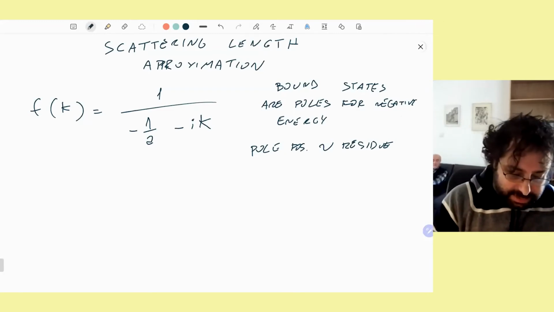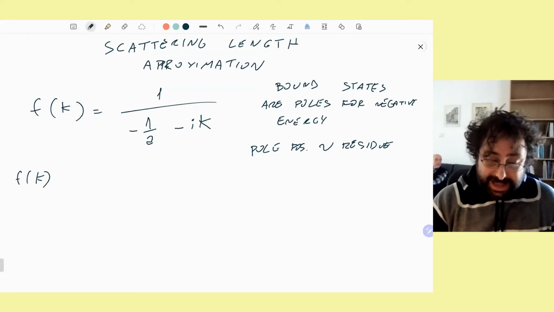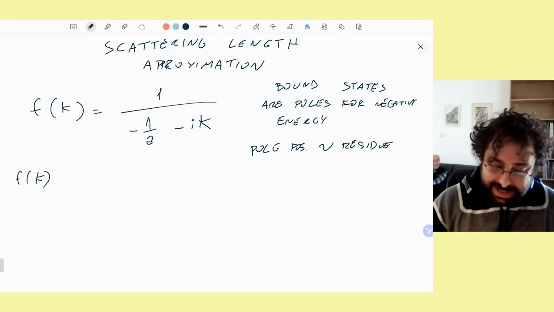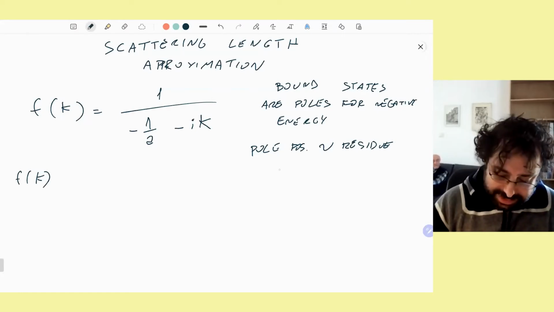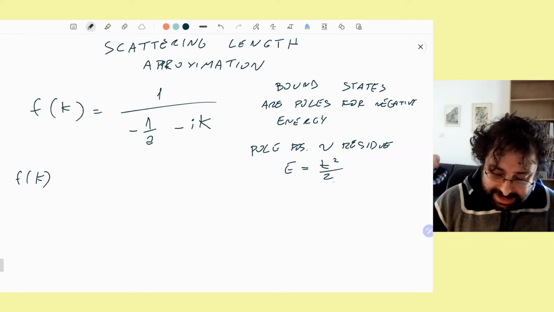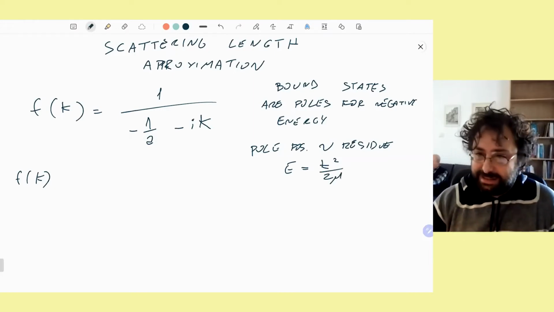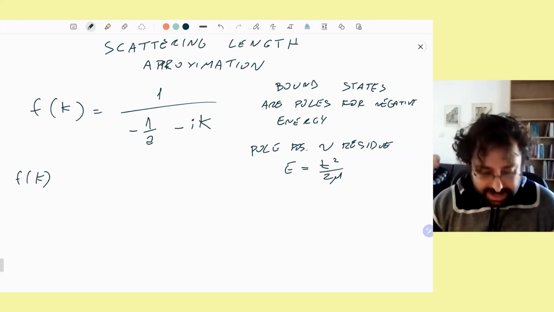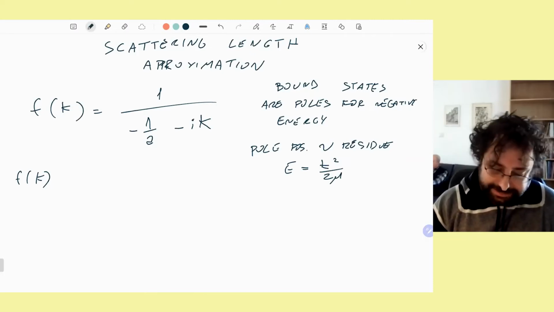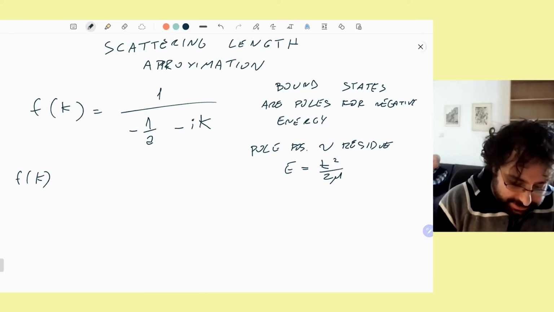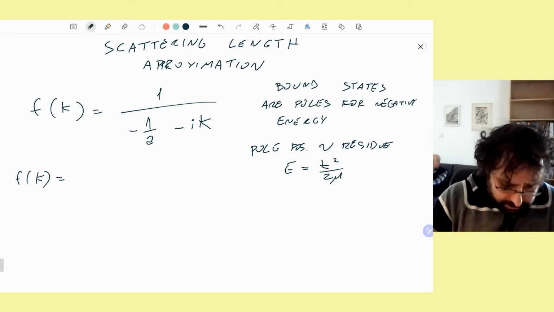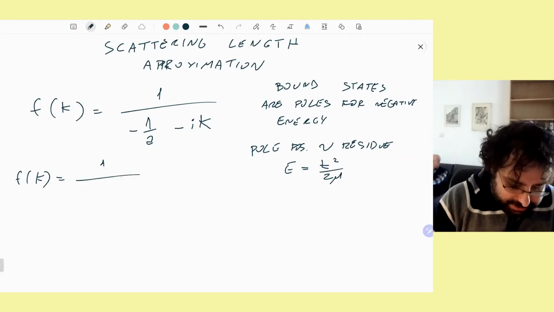First of all, I told you that these are poles for negative energy, but here I wrote a momentum. So of course, I have to remember that the relation between energy and momentum is as simple as this. Mu is the reduced mass of the two constituents. And I can obtain the energy if I just multiply by the conjugate.